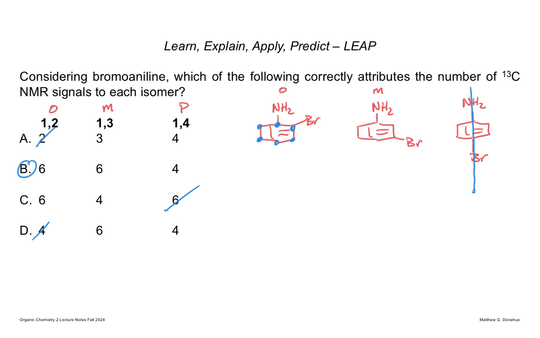Let's go through with the meta as well. So 1, 2, 3, 4, 5, and 6. So again, those are things that if you're given data, count the signals and then consider what are the possibilities. See if you can do any eliminations of the responses.